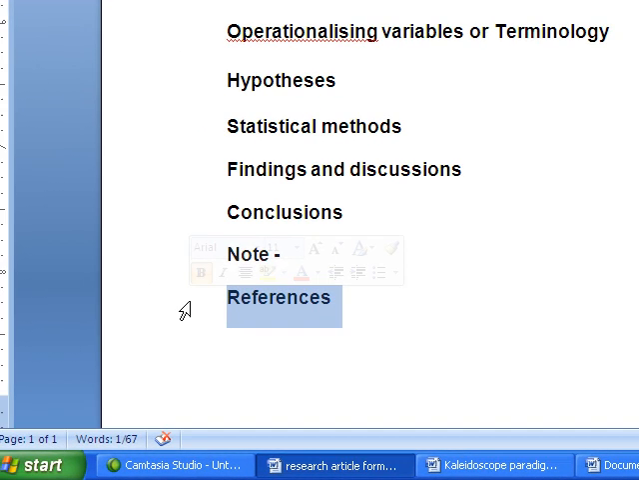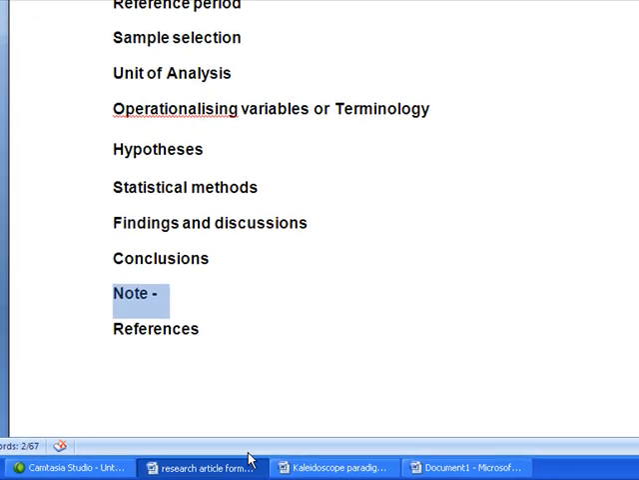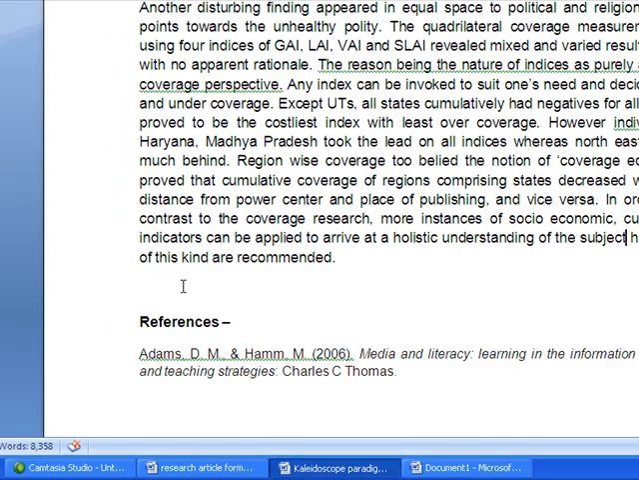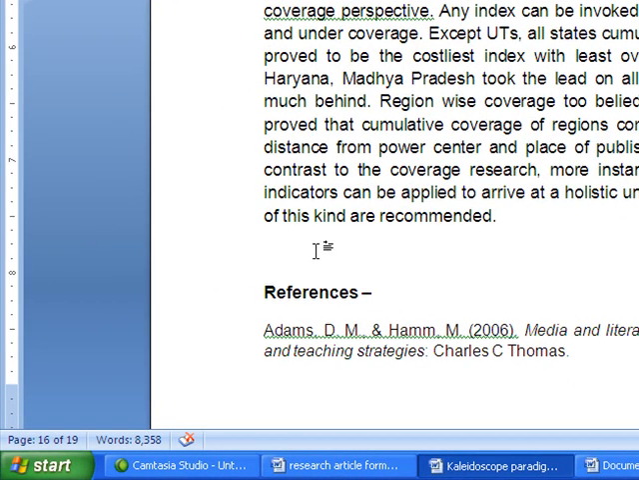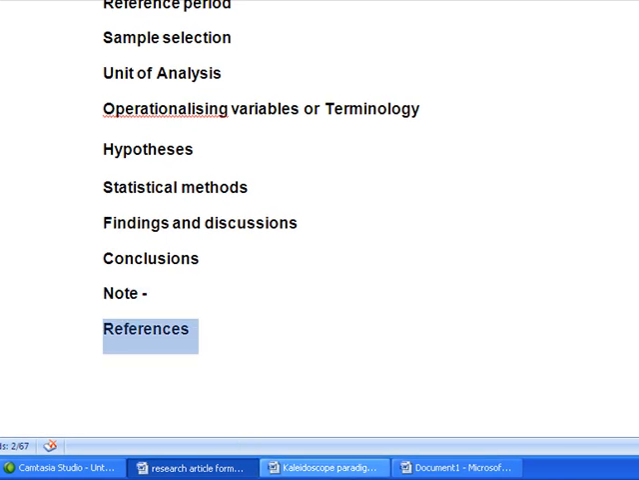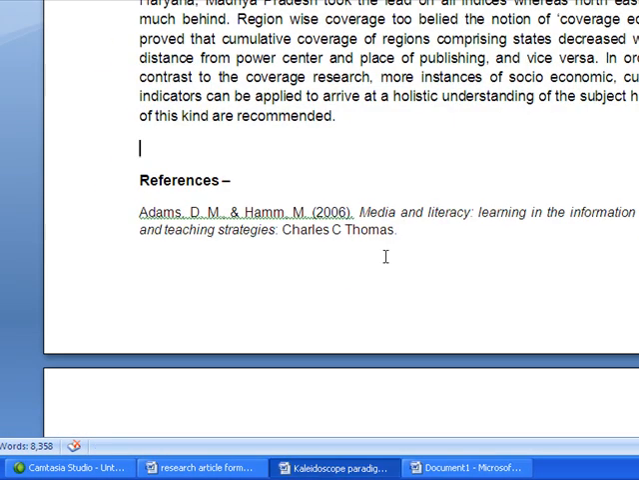Then comes the second last part, yes, it is note. You can write anything about the research, like you want to acknowledge the contribution of some of your fellow colleagues, or you want to acknowledge the financial support received from some research organization, or any other thing the researcher wants to write here, he can write that. And this is the last part, references, they come in the last.